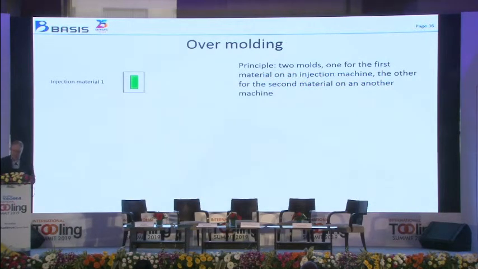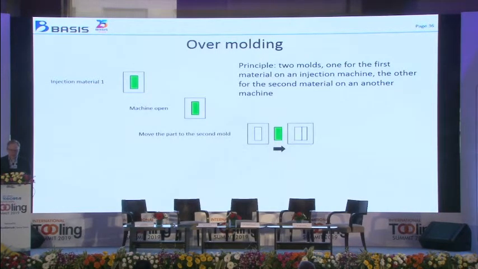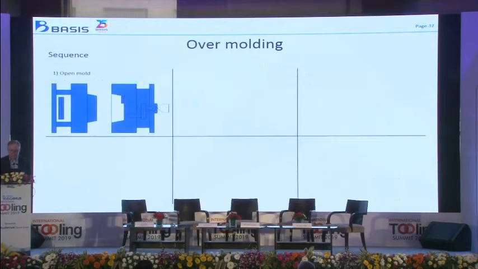The last one, overmolding. So the principle, two molds, one for the first material on one injection machine, and the second mold on another injection machine. The part must be taken from one tool to the other. Here the steps: injection of material 1, machine open, move the part to the second mold, machine close, injection of the material 2.